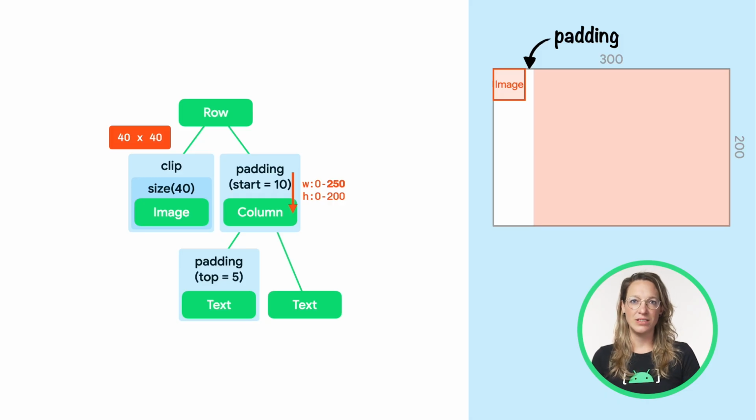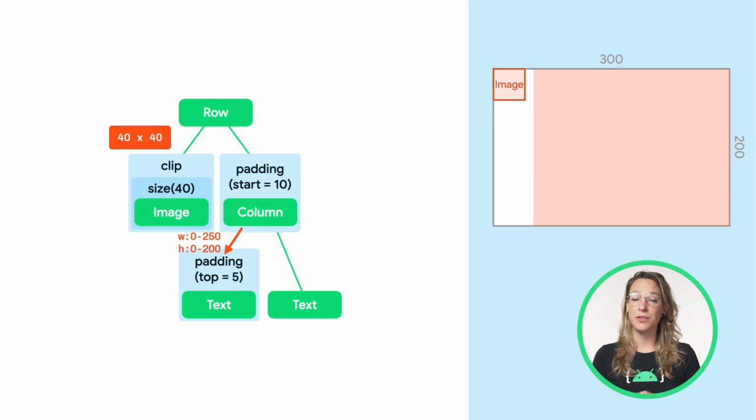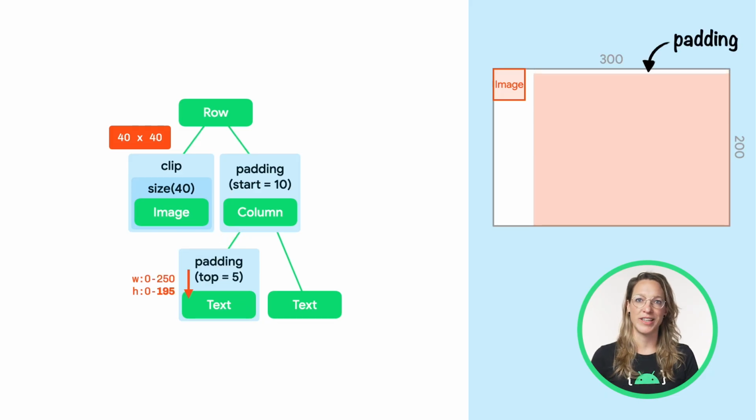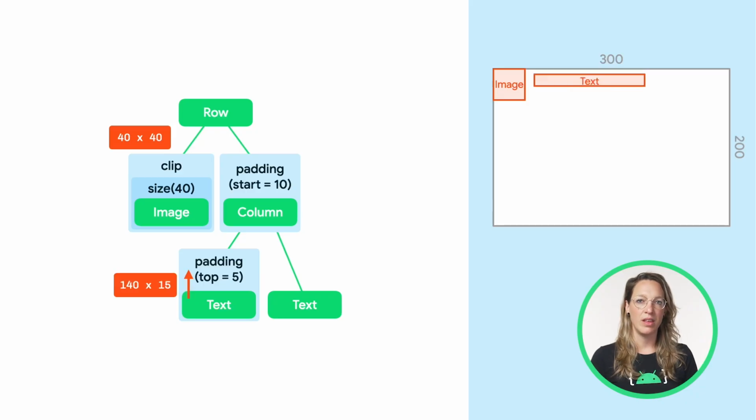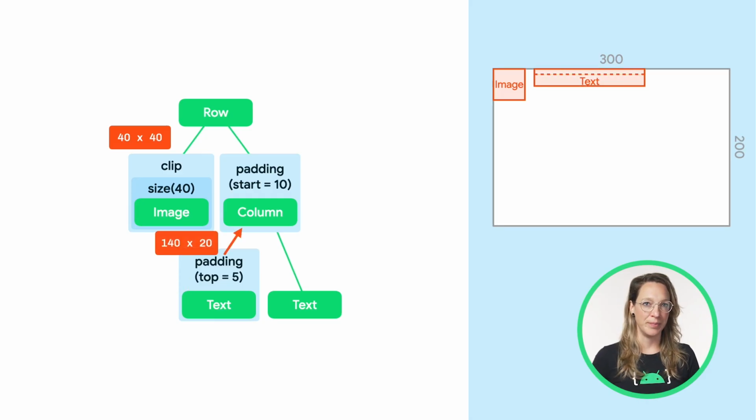To decide its size, the column needs to measure its children. It first forwards the constraints to its first child. This padding modifier will add vertical padding, so it decreases the maximum height by 5 dp to 195. The text decides its own size and reports a size of 140 by 15. The padding modifier increases that size, as the padding should be incorporated in the text element. It reports a size of 140 by 20.